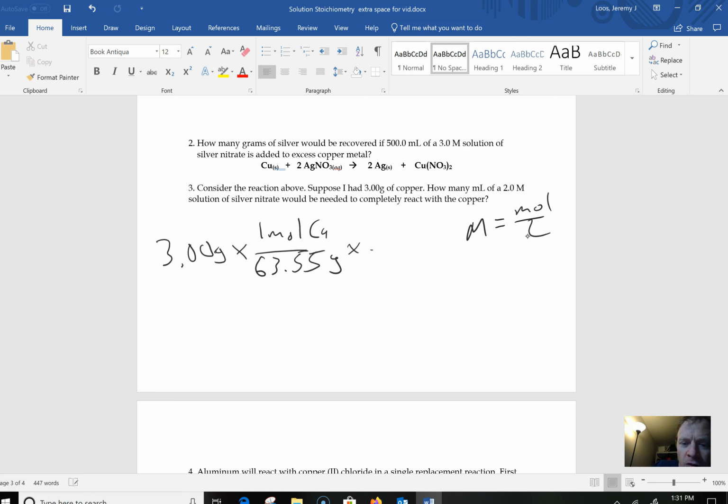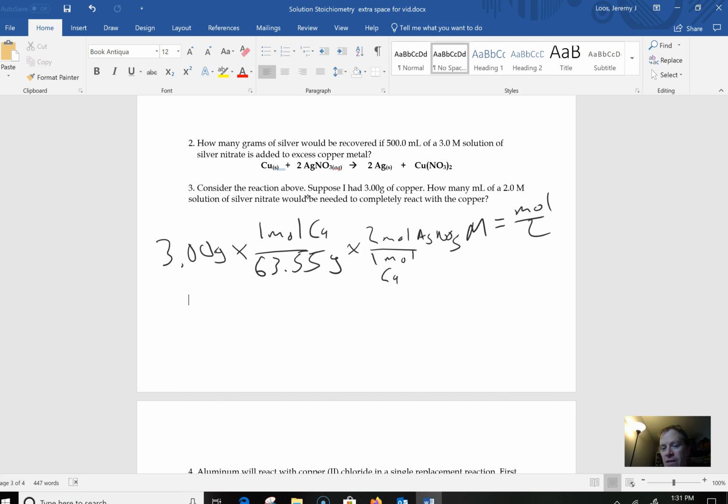And then, like in all stoichiometry, we want to think about the mole ratio. So I'm comparing this to this. It says I have 3 grams of copper. How many milliliters of the silver nitrate would I need? So the mole ratio is 2 to 1. Here is a spot where the mole ratio is going to matter. I've got moles of copper on top, so I'm going to put on the bottom in the next one 2 moles of AgNO3.